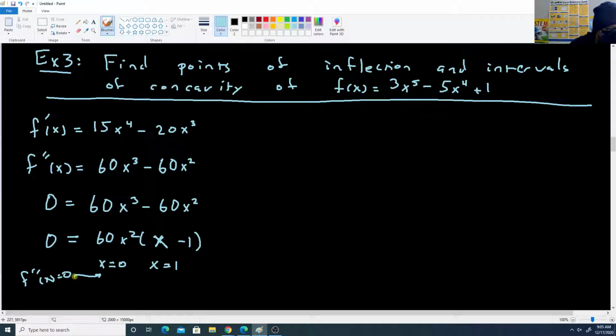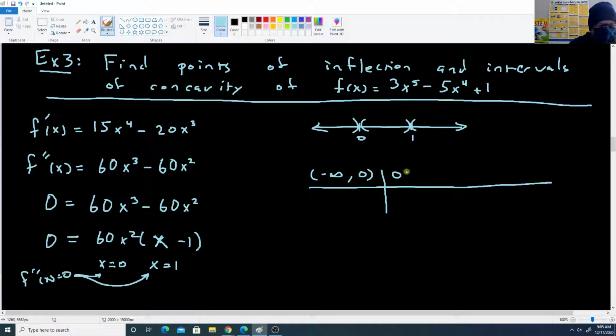So second derivative equals 0 at these 2 points because I took the second derivative, made it 0, and just set the equation equal. So what that means is on my number line here, we have 0, we have 1. We're going to use that to break the number line up into intervals. So we'll have a negative infinity to 0 interval.